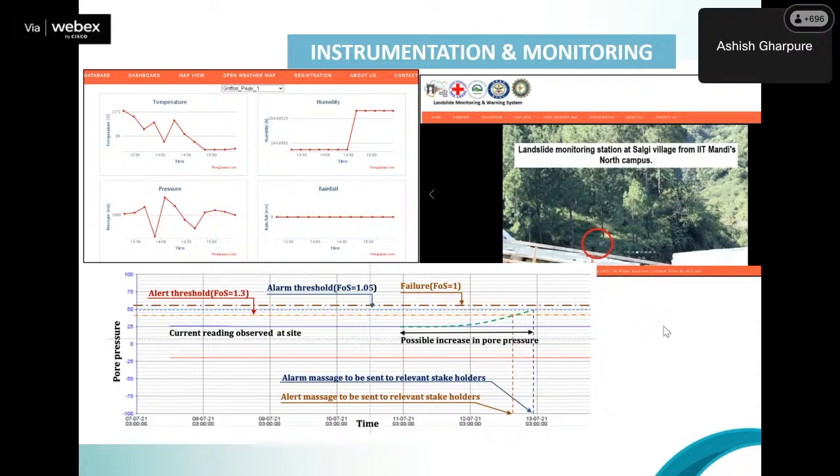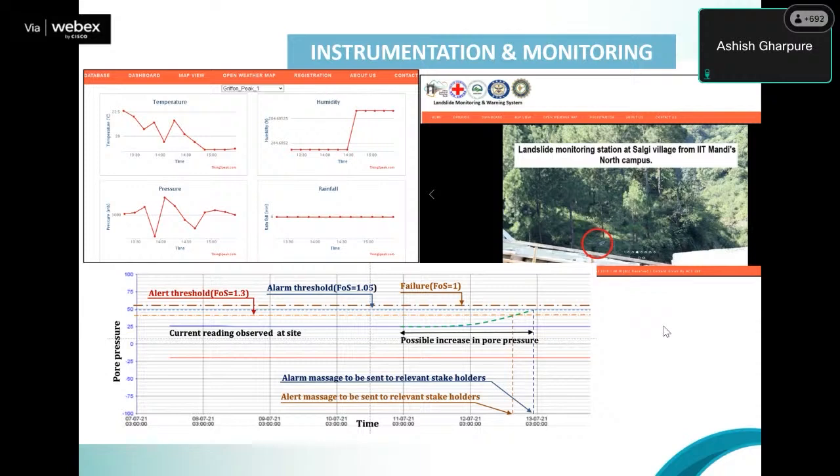So say at about some level, the factor of safety becomes 1.3. I have marked it in red color if you can read. This is all about the bottom figure. Then if it rises further, it can come very close to 1.05, or when the failure is at a factor of safety of 1. So how will I do it? I'm monitoring the situation. As the water level starts rising, the moment it touches my alert threshold, which is a factor of safety of 1.3, I should get an alert SMS.